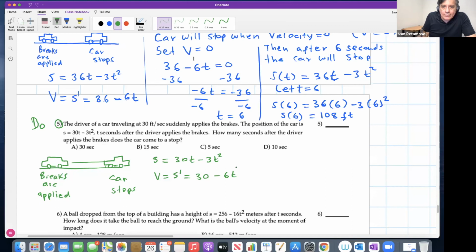T raised to 1 less, which is just 1. This is the velocity, right? Now, one thing is true. When this car is going to stop, the car will stop when the velocity is equal to 0, right? So you set v equal to 0 and solve for t. That's all we gotta do here.